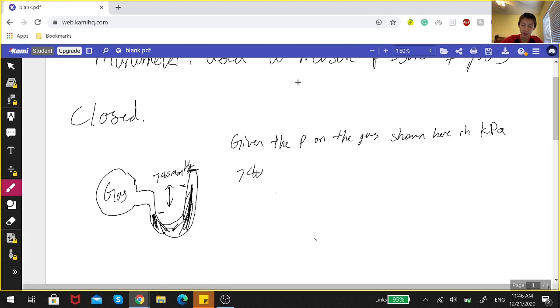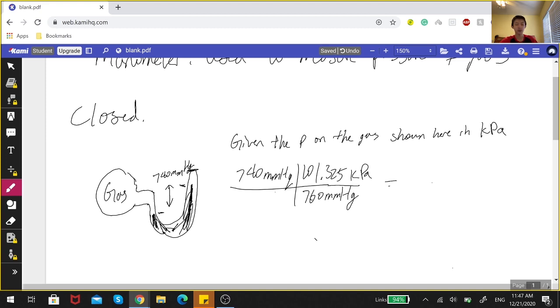We have 740 mmHg, and we're going to have to convert using every 760 mmHg, which is standard pressure, there is 101.325 kPa. Now, if we use our calculator, we have 740 divided by 760 times 101.325. That gives us about 98.7 kPa.